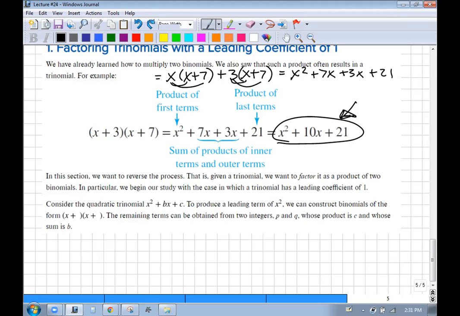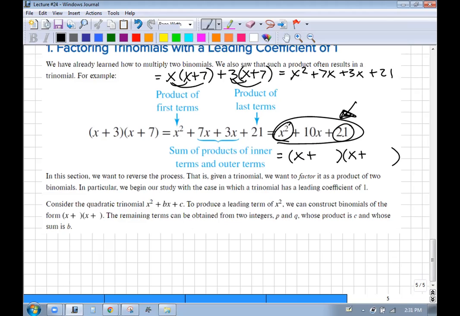How would we just eyeball this guy? I would say this is equal to something times something. I'm looking at this and I know I need an x and an x, because that'll give me the x squared, right? But everything's positive, pluses and pluses. So I know I can have pluses here.